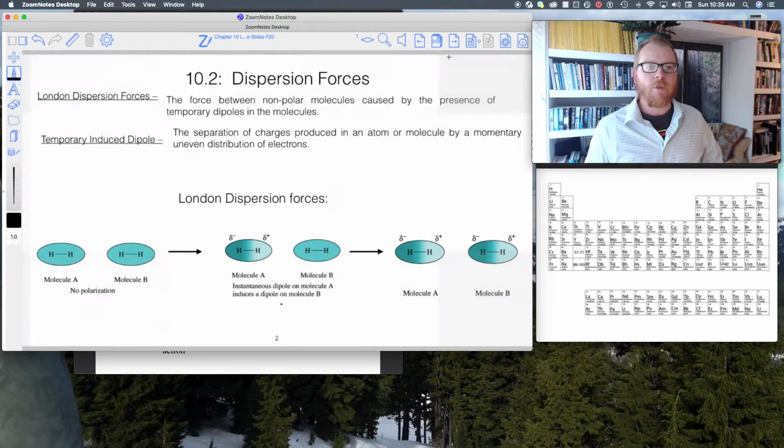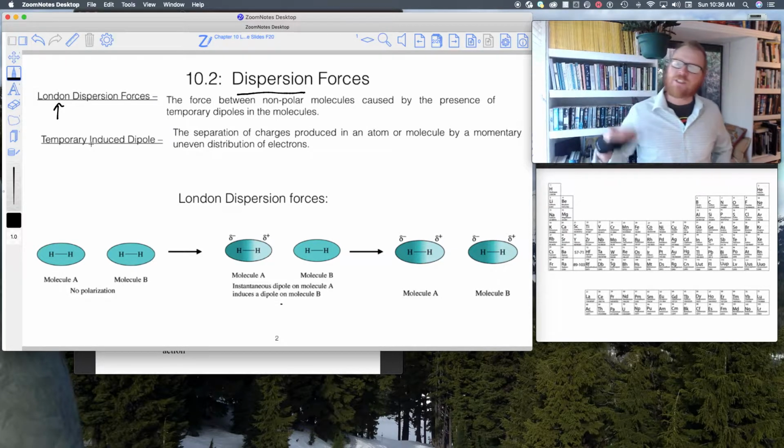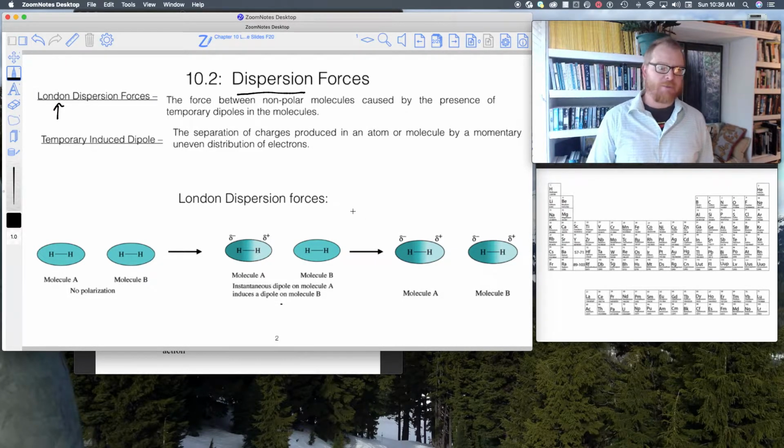There are several types of intermolecular forces we're going to talk about, and I'm going to go through them one by one in this lecture. The first one to discuss is dispersion forces, and specifically we call this London dispersion forces, for the scientist Fritz London. It's the force between nonpolar molecules caused by the presence of temporary dipoles. I'm going to discuss momentarily how this temporary dipole manifests.